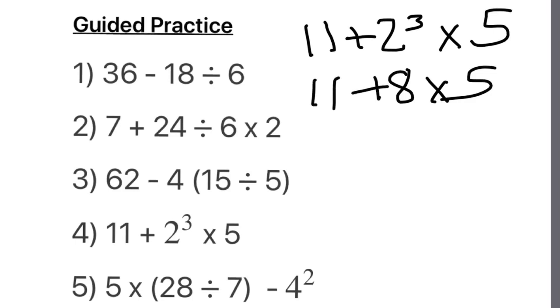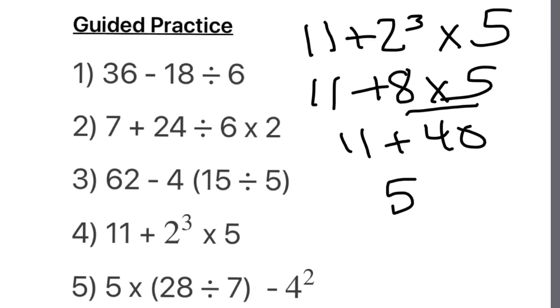After we do exponents, we multiply and divide left to right. So we have 8 times 5, which is 40. And then we're going to add 11, which is 51. Pause the video and try number 5 on your desk now.